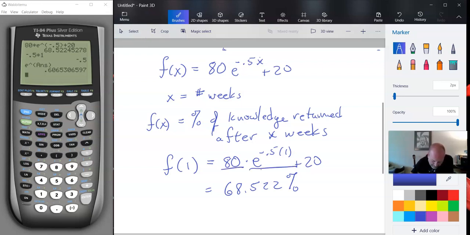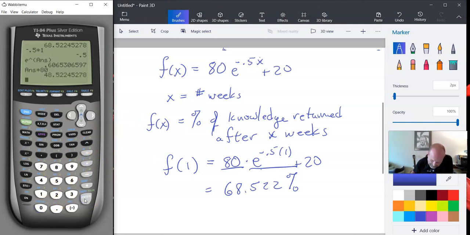Now we need to multiply it by 80. So it's times 80. Right, we got that. And then we have to add, what is it, 20. Add 20. Right, and that gets you up to your 68. Right, and you could do this with any number.